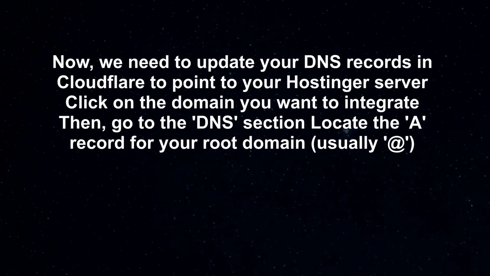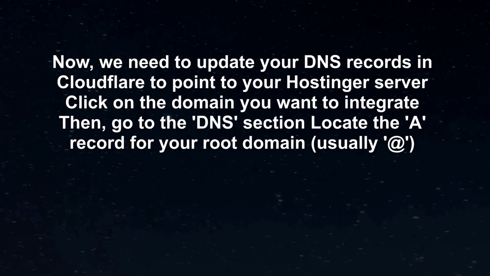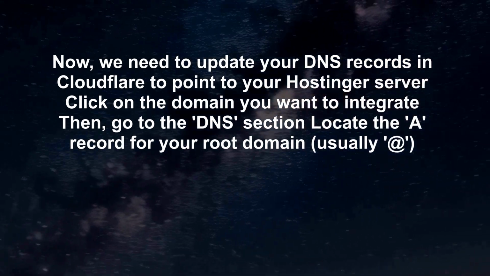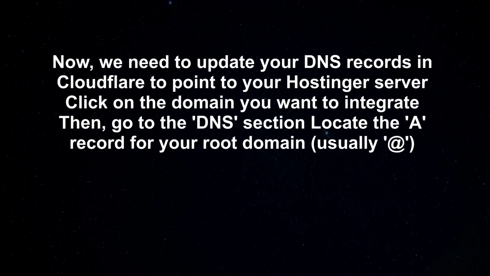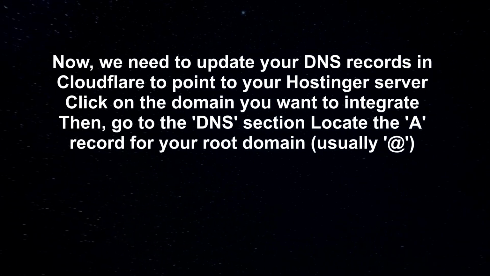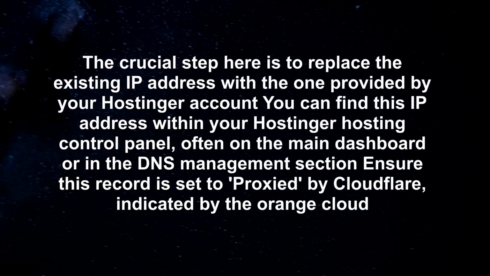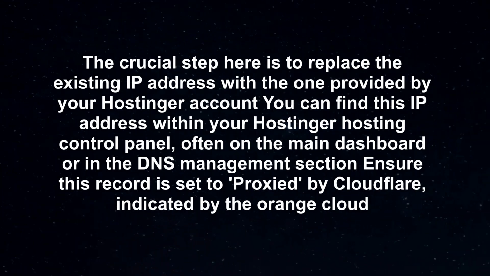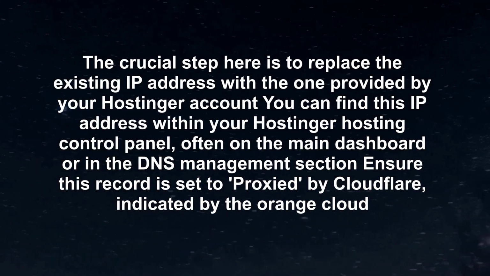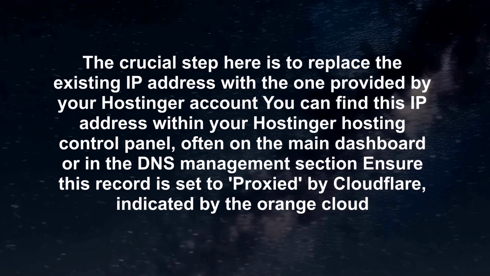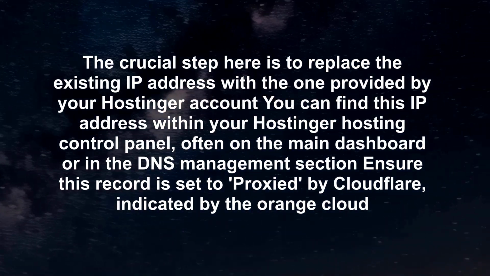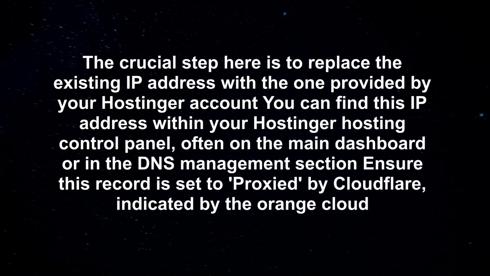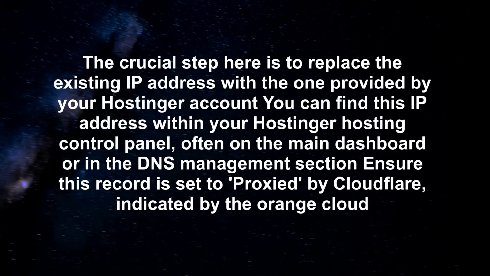Now, we need to update your DNS records in Cloudflare to point to your hosting server. Click on the domain you want to integrate, then go to the DNS section, locate the record for your root domain, usually at. The crucial step here is to replace the existing IP address with the one provided by your Hostinger account. You can find this IP address within your Hostinger control panel, often on the main dashboard or in the DNS management section. Ensure this record is set to Proxy by Cloudflare, indicated by the orange cloud.